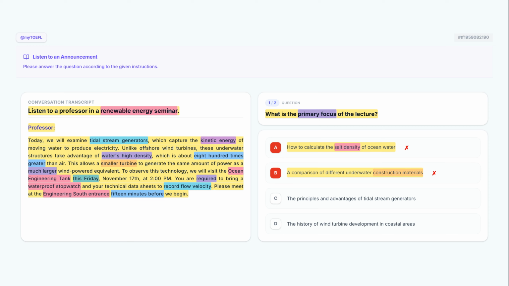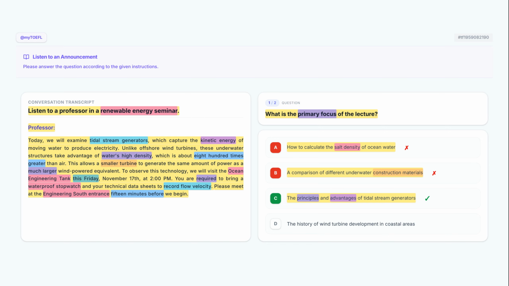Here is option C. Let's break it down. The principles and advantages of tidal stream generators. This is perfect because the professor explained the principles of how the generators work and their advantages over wind turbines. Let's keep this.